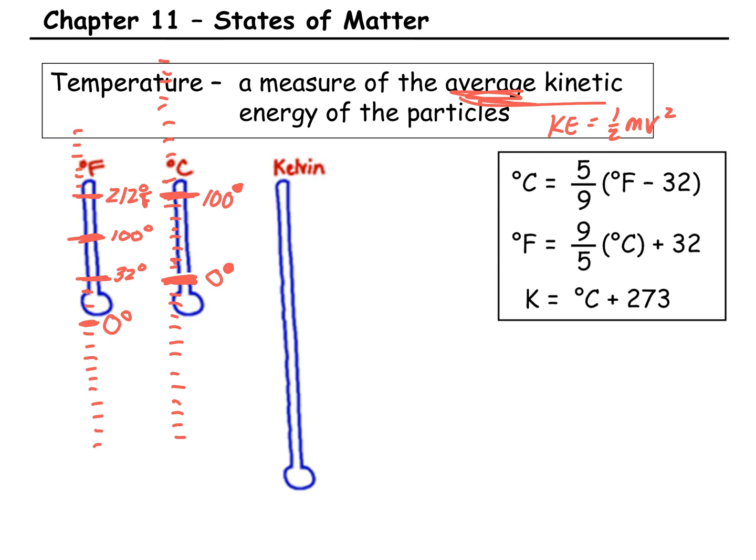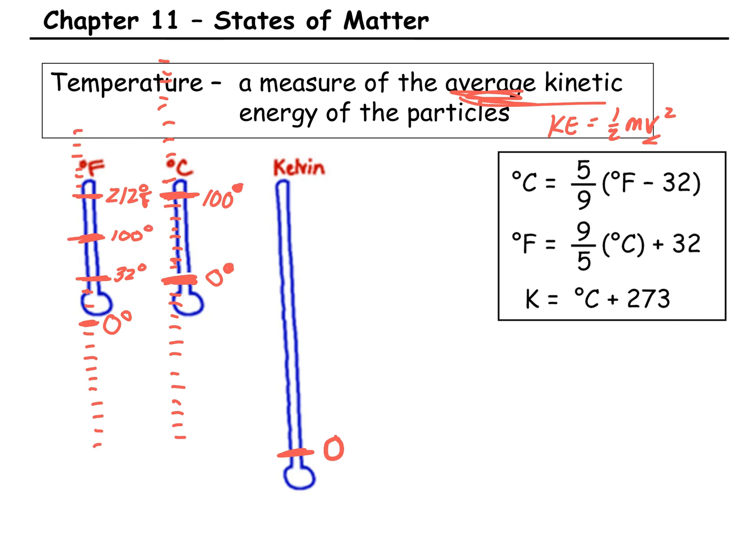Now, the question is, what will happen if the velocity reaches zero? Well, then you'd have zero kinetic energy. Well, then by this definition, you won't be able to get any colder than that. So the Kelvin scale starts out at zero, and that's the coldest temperature that anything can be.